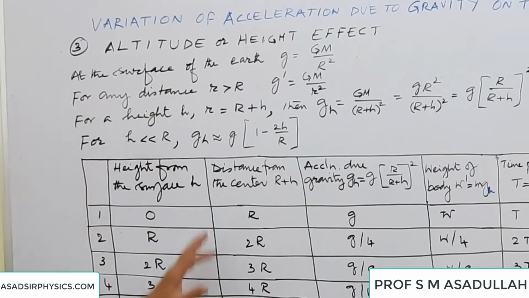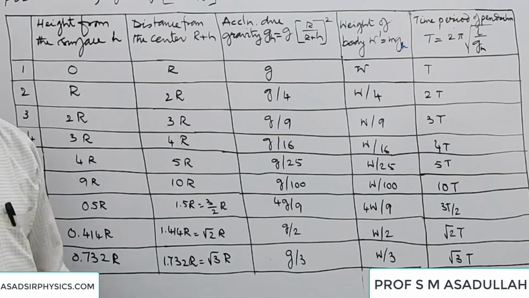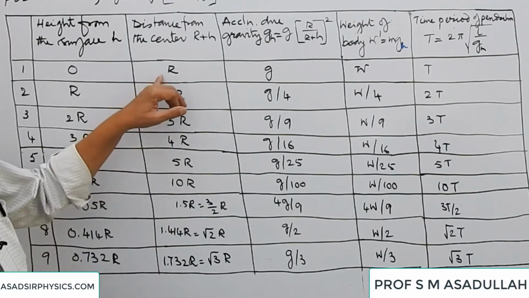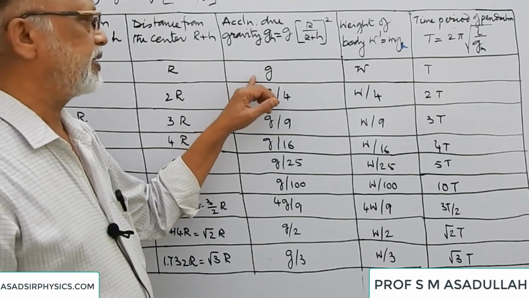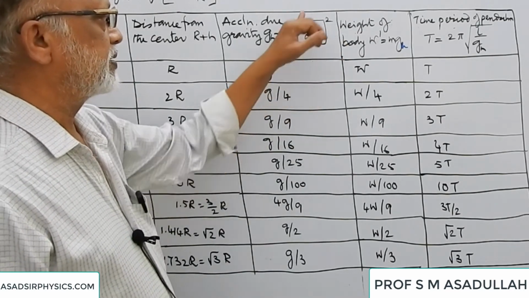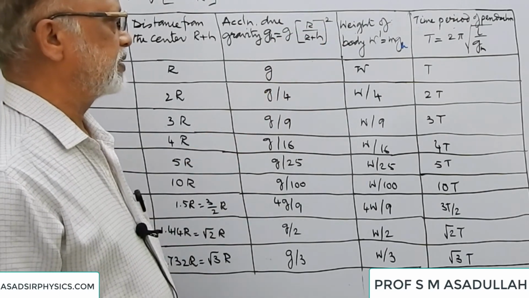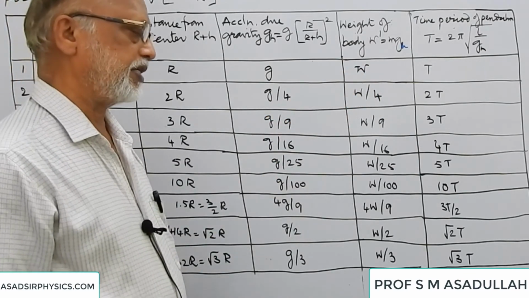Now, let us take certain problems which I have given in the form of a table so that we can understand how the things are changing with height. Suppose the height is 0. That means the body is on the surface of the earth. So what is the distance from the center? R plus 0 is R. The acceleration due to gravity gh is equal to g bracket R by (R plus 0) whole square. That becomes 1, so it becomes g.